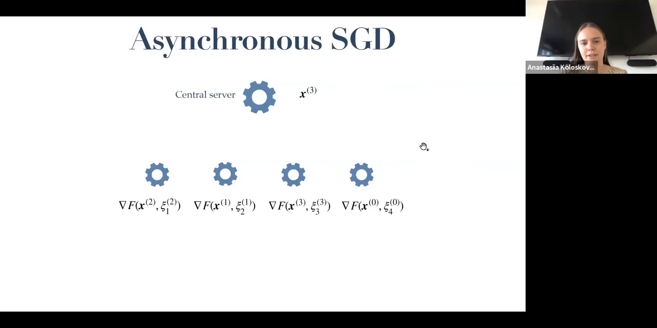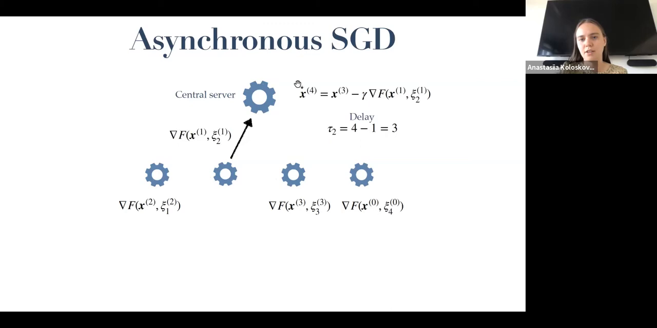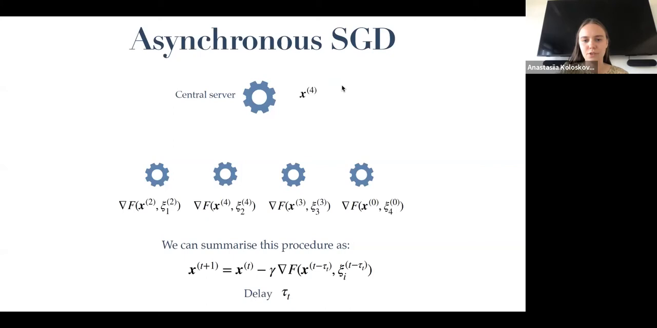Now let's say this node was very slow and this other node actually finished computing a new gradient faster. So it does not wait for this one, and it immediately sends it to the server. And this procedure continues, and we can summarize it this way: at every iteration you apply some stochastic gradients with some delay tau t.